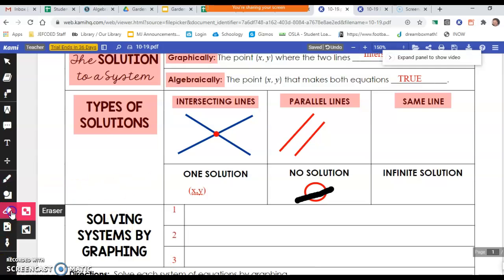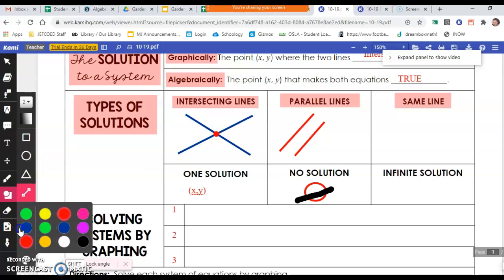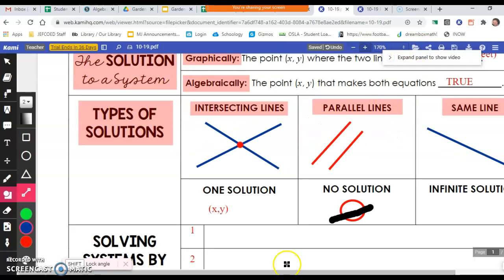Okay, now the next one that we're going to look at, guys, is same line. So you have two equations that graph the same line. Now the first one, I'm just going to use blue. It's been good about showing up and what you guys see. So for the same line, guys, I simply just want you to draw a nice straight blue line right there.